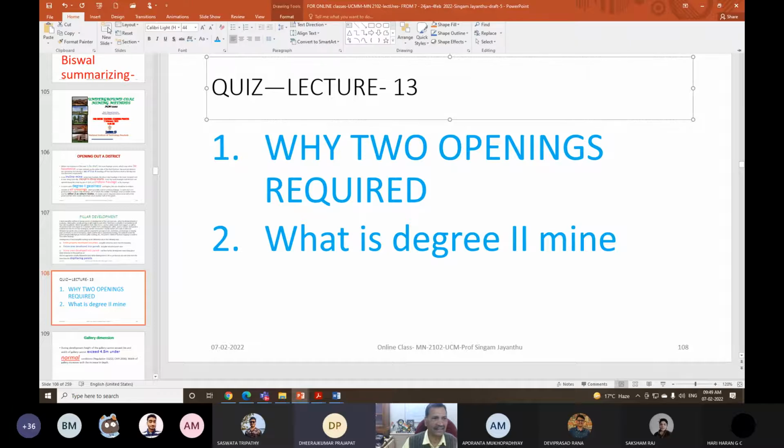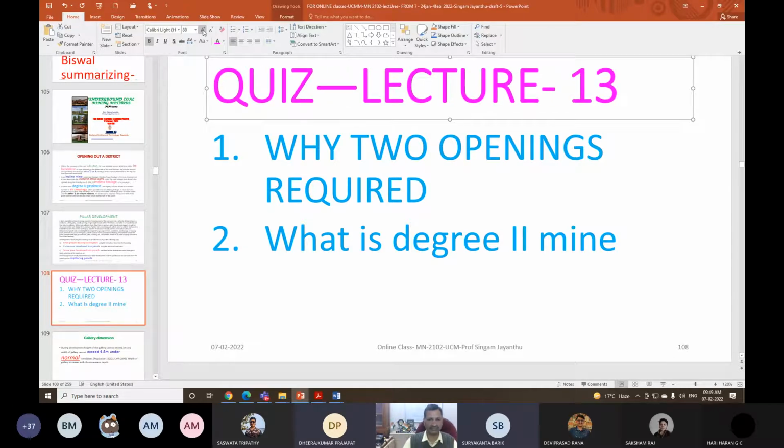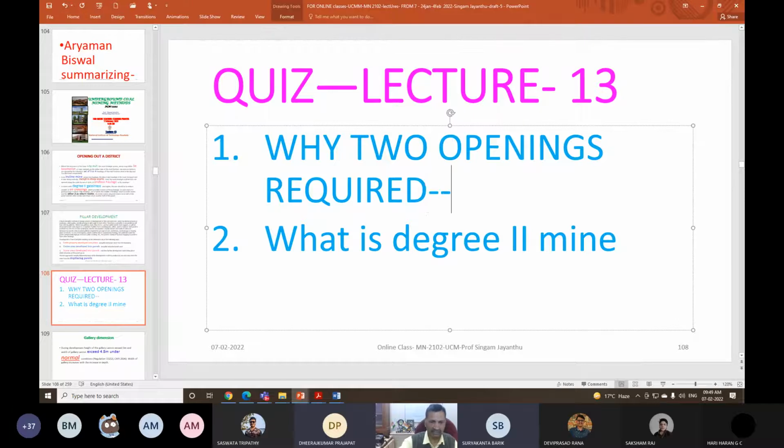Sir, myself Suryakant. Minimum two openings are required for many purposes, like intaking materials through one side and outgoing materials from another side, and for ventilation purposes also, for intake air and outgoing air. And different mechanizations are also done by going through one inlet and coming out of another, and excavated ore can come out through one inlet. Yes sir. Very good.